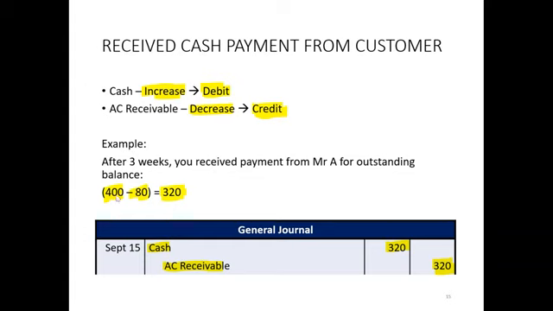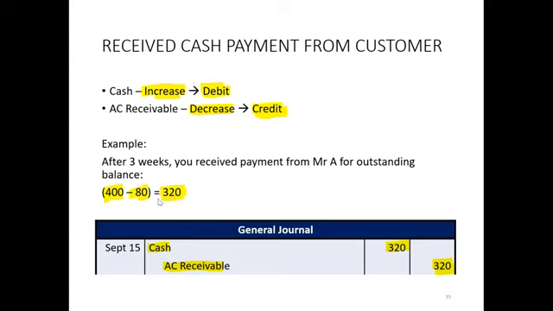Let me just repeat. You sold 400 to Mr. A. He returned one item, 80, to you. So the outstanding balance of Mr. A's account receivable is 320. That's why you receive the cash, the full amount of 320.